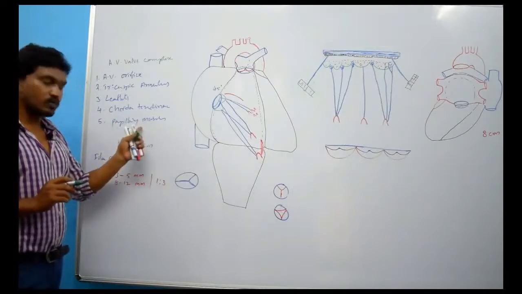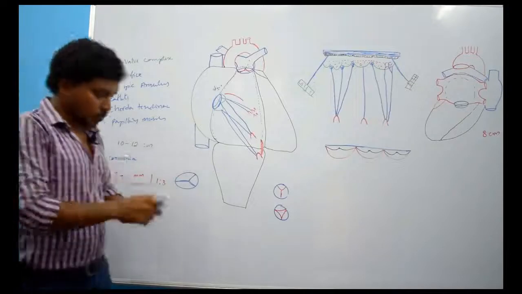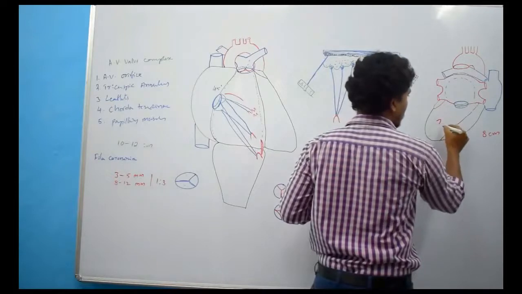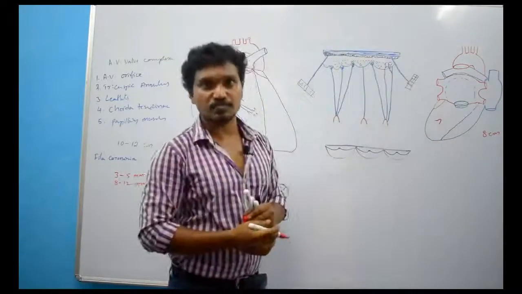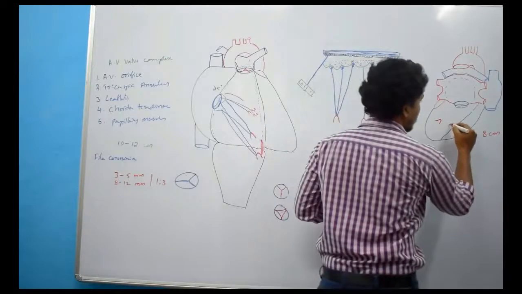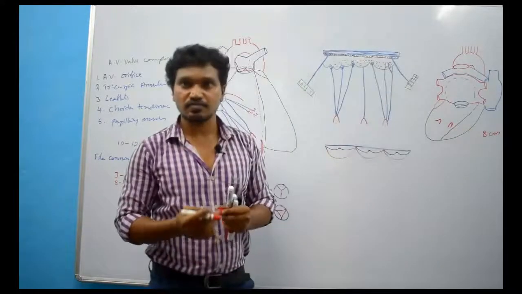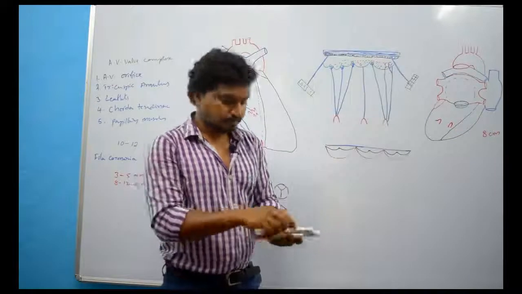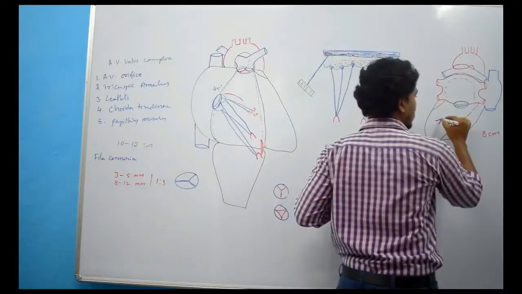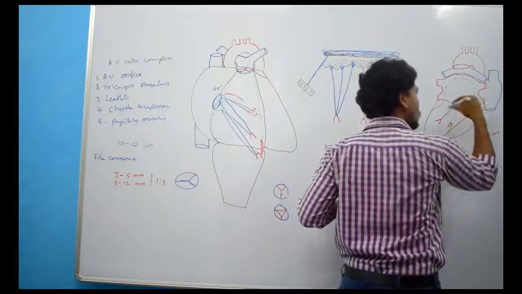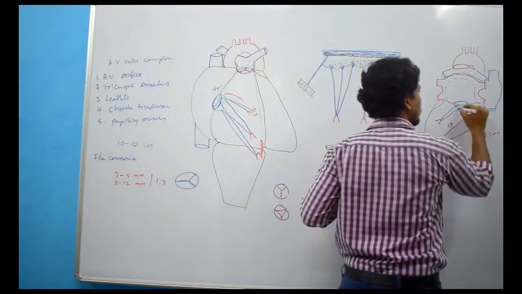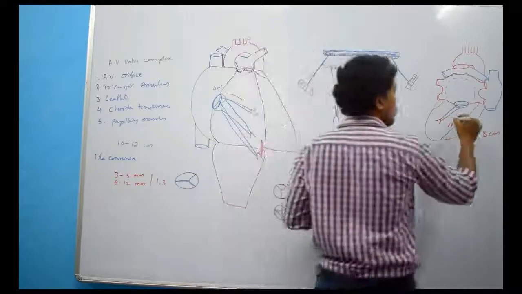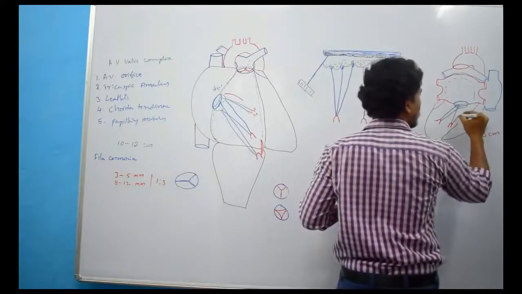Before the chorda tendineae we will see the papillary muscles. Papillary muscles, 2 in number. Anterior papillary muscle present in the sternocostal surface. Then posterior papillary muscle present in the diaphragmatic surface. From the papillary muscles there will be chorda tendineae connecting the leaflets. Chorda tendineae from the anterior papillary muscle attaches to both anterior and posterior leaflet, and the chorda tendineae from the posterior papillary muscle also connects both anterior and posterior leaflets.